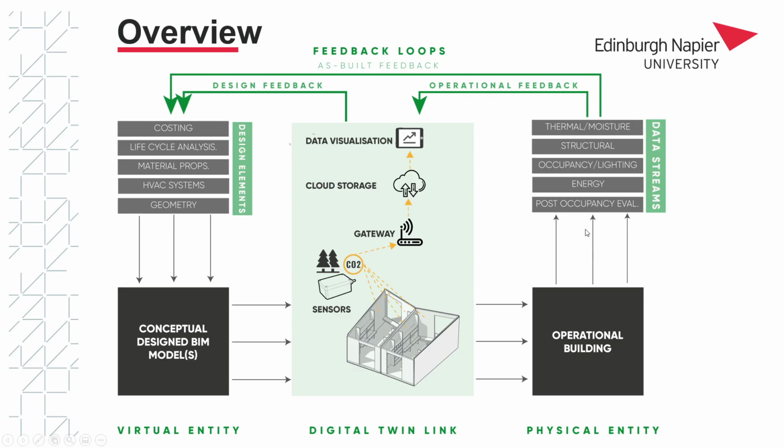On the right hand side we have the outputs of that design, which is the actual physical building itself. We have an operational building, and any operational building has a certain energy consumption associated with it. It has an occupancy schedule, so on and so forth. And then in the center we have the links that are required between the physical and virtual, and this is achieved through the use of sensors which were installed in Fettes College.